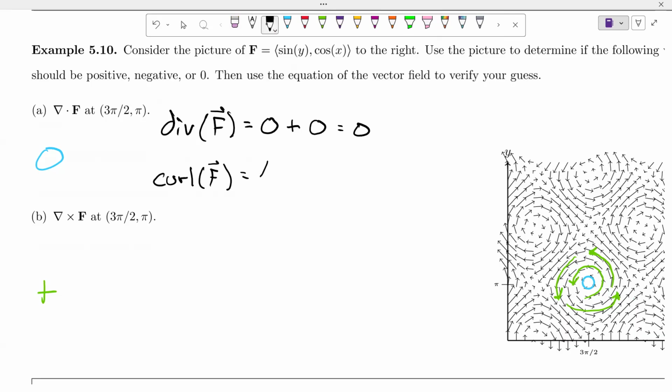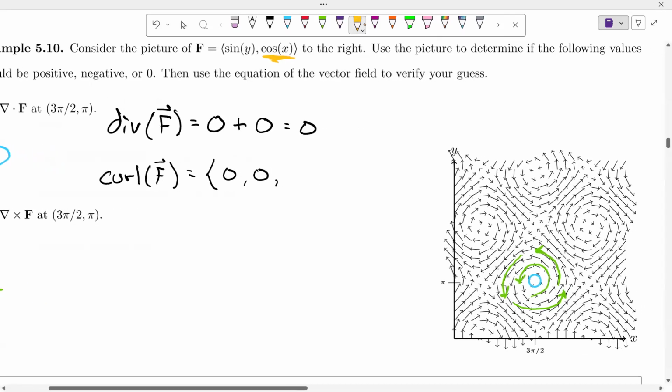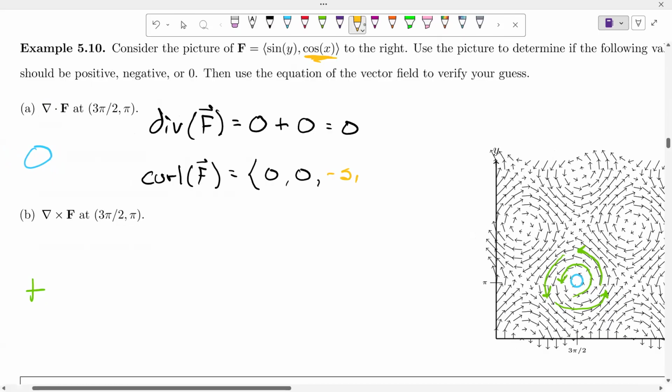Again, it's in the xy plane, so we won't have any values in the x or y direction for the curl. It all points z, either up or down, and we need a derivative of those pieces. Again, this is qx minus py. So q partial x, that's the derivative of cosine x, which should be negative sine x, minus p partial y. So sine y partial y is cosine y.